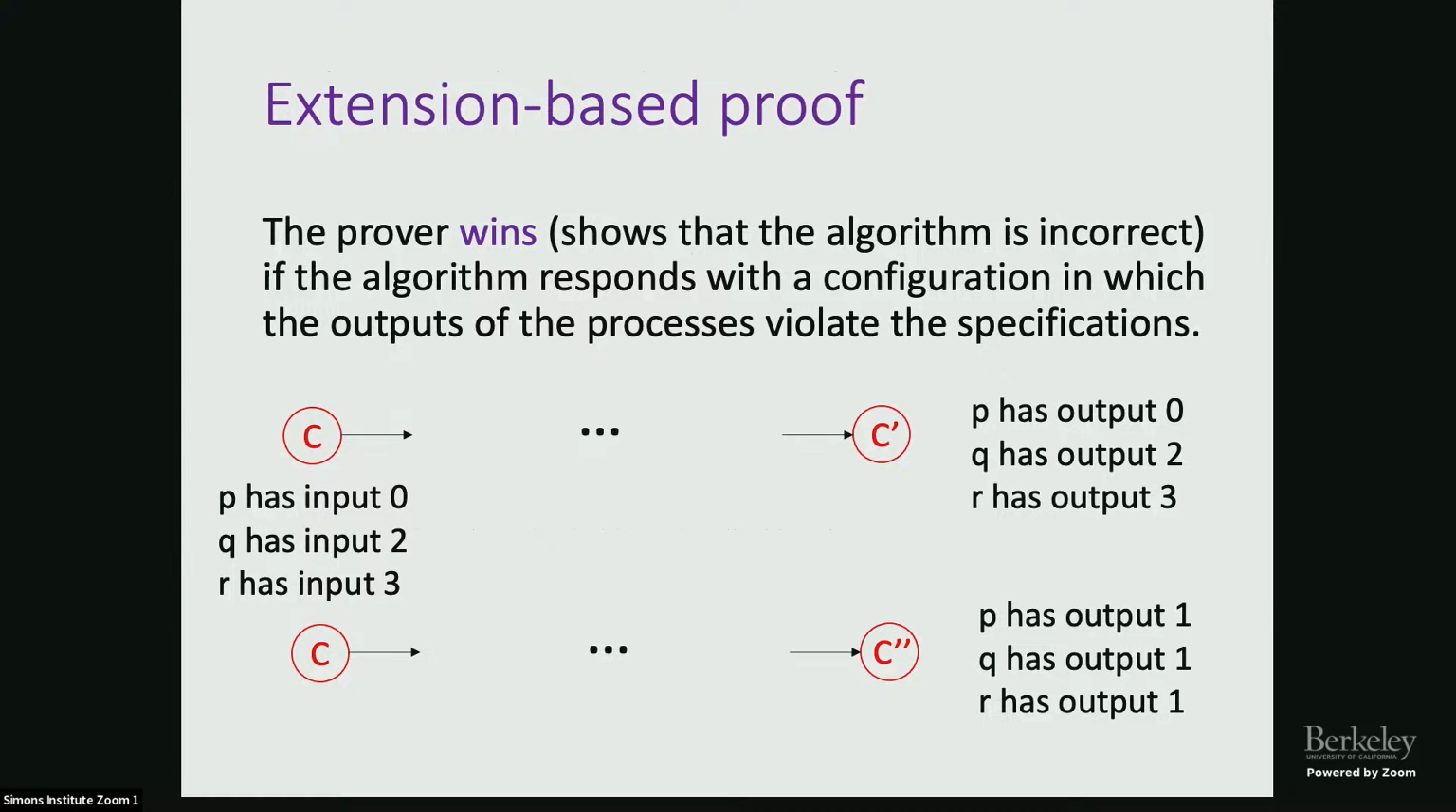The prover wins by showing that the algorithm is incorrect. One way the prover wins is if the algorithm responds with a configuration in which the outputs violate the specification of the problem. For example, if the problem is two-set agreement, the prover wins if more than two different values were output in configuration C prime, violating the agreement property. The prover also wins if some process outputs a value in configuration C double prime, but C double prime was reached from an initial configuration in which no process had that value as its input, violating validity. So if the input values were 0, 2, and 3, and all of them output 1, they're agreeing, but they're agreeing on an invalid value. So this would be incorrect.